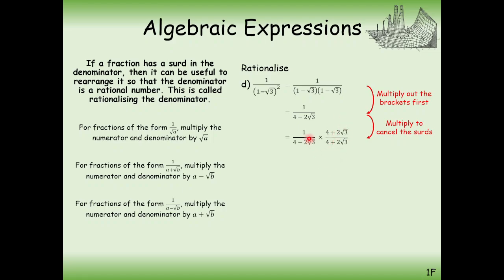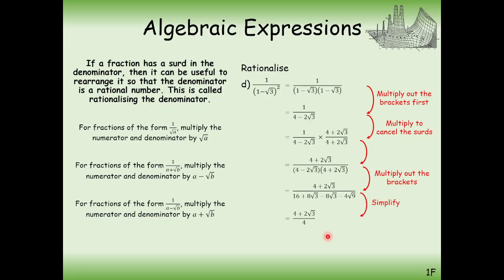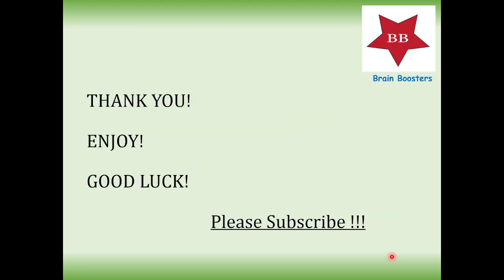So now we have to go like this. You have to expand it. 4 plus 2 root 3, 4 minus 2 root 3, 4 plus 2 root 3. Multiply out the brackets. So when we do simplification, you will be getting the answer like this, 4 plus 2 root 3 by root 4. Again we can do simplification by dividing by 2.